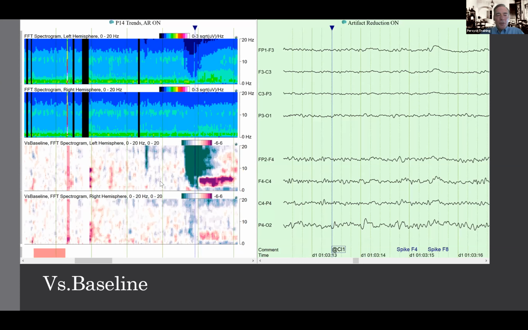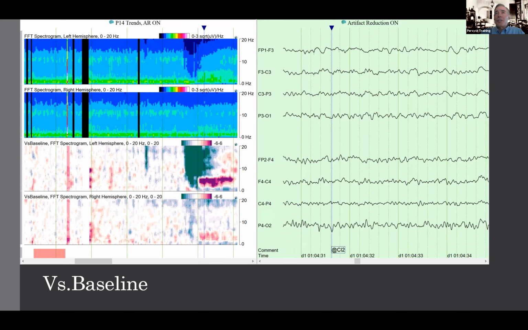Now let's go ahead and go forward in the EEG just a little bit. And I'm going to indicate where we are in this trend. So we've gone just a little bit further, and we can see at this point that this dark red patch is showing up. What this is telling us is that at these slower frequencies, delta to theta, there's a lot more amplitude at those frequencies when compared to this initial baseline.